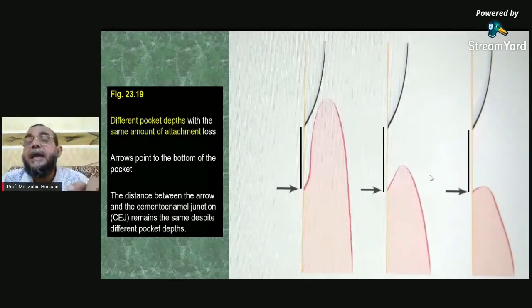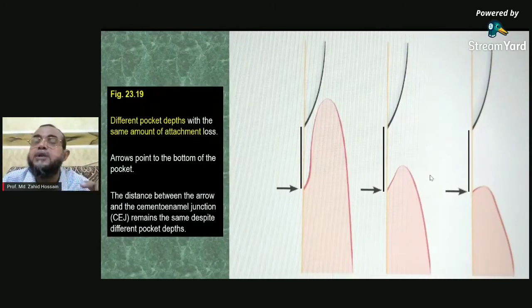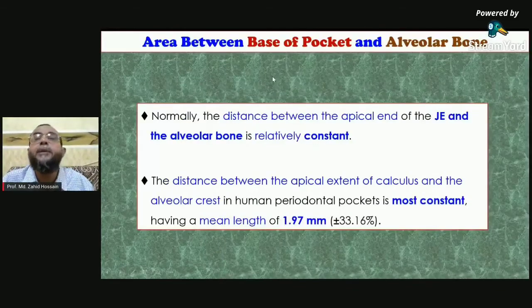You need to know the clinical attachment loss, most important. You have to measure the clinical attachment loss to know what type of periodontitis it is, mild, moderate, or severe, along with the bone loss. So, the area between the base of the pocket and the alveolar bone.